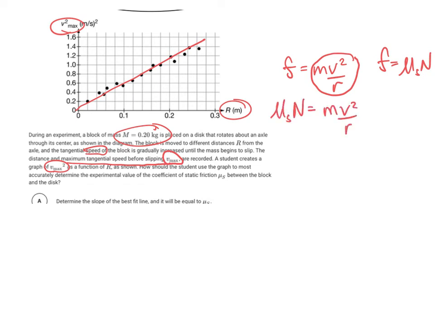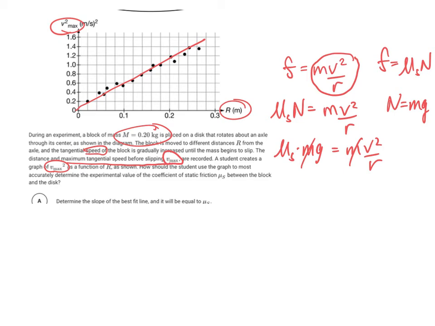And of course, in this case, the normal force and the gravitational force are equal because it's sitting on a flat surface. So I can just write this as mu s times mg equals mv squared over r, and I can cancel out the m's.